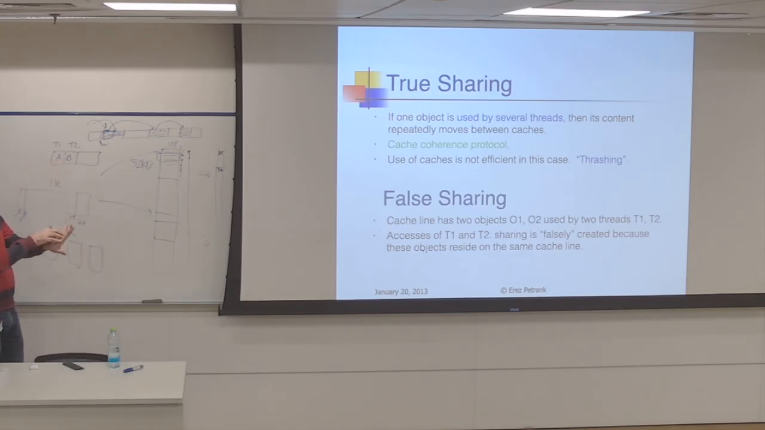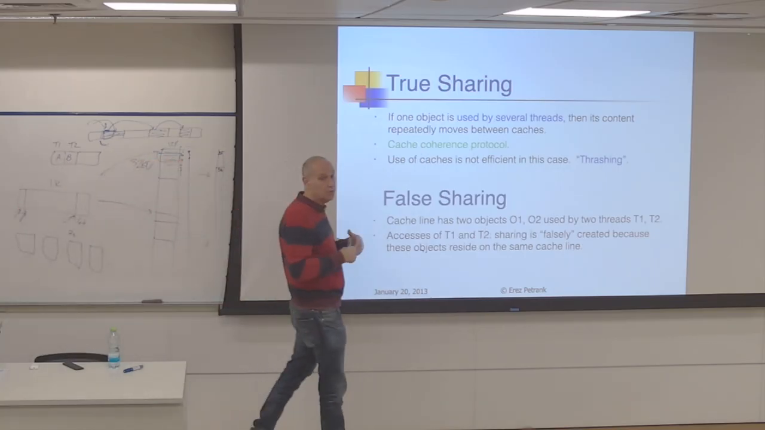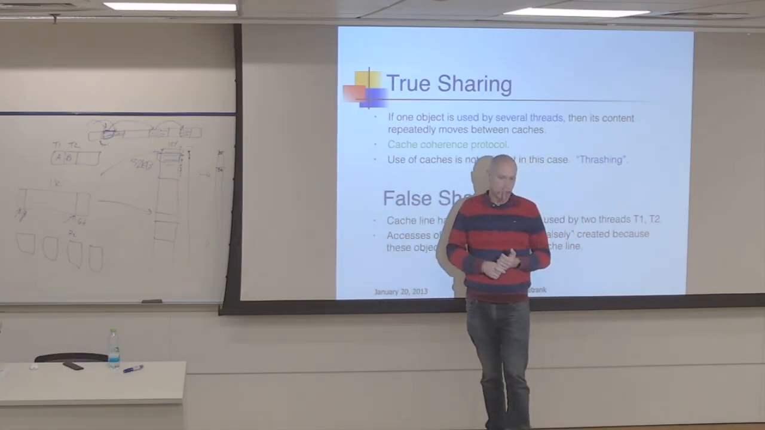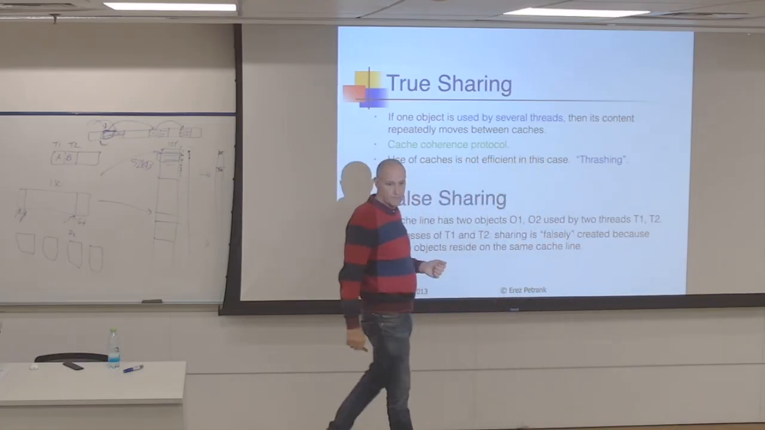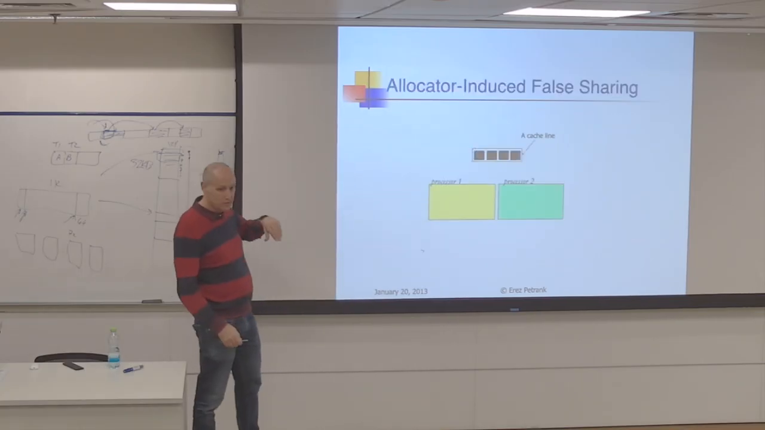It's just malloc and free, and the allocator just put them on the same line. But this could be another way that it could happen, if there is a compactor that doesn't understand the relationships. So it could happen there. Okay, so how the allocator can do false sharing.